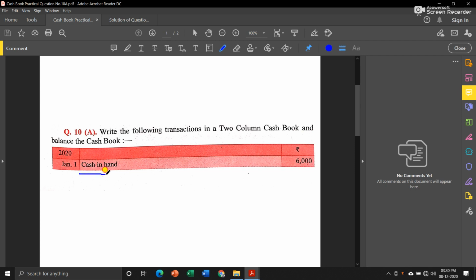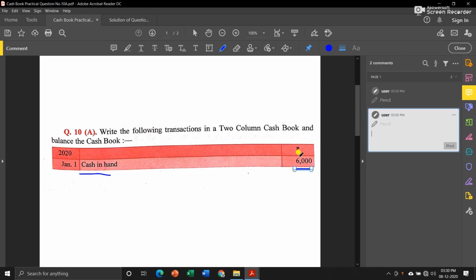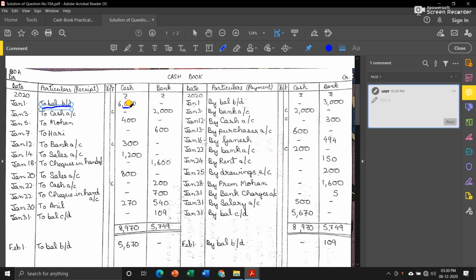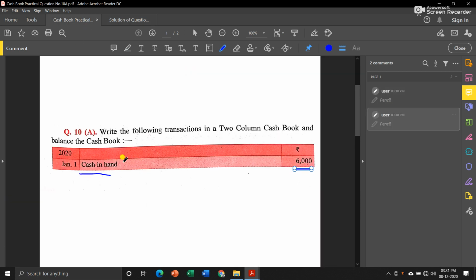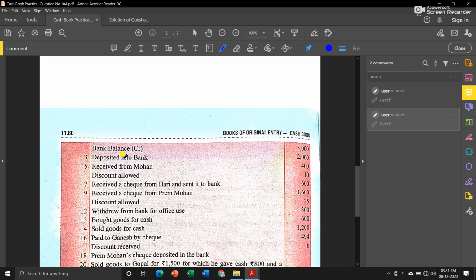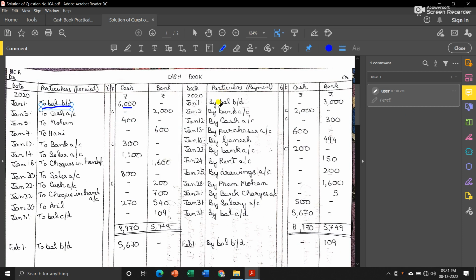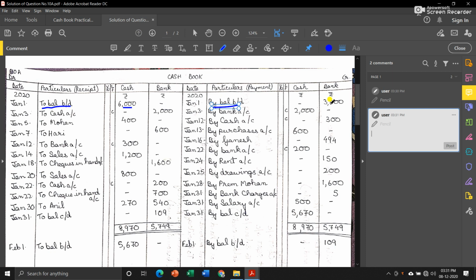Now at first we have cash in hand of rupees 6,000. That means we have a debit balance of cash. So we will write on the debit side, to balance brought down in cash column, 6,000. Then next they said that there is a credit balance of bank. That means it is an overdraft balance of rupees 3,000. So we will write it on the credit side of our cash book, by balance brought down in bank column, 3,000.